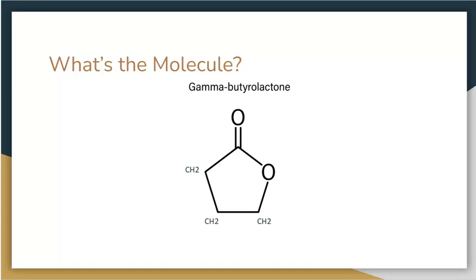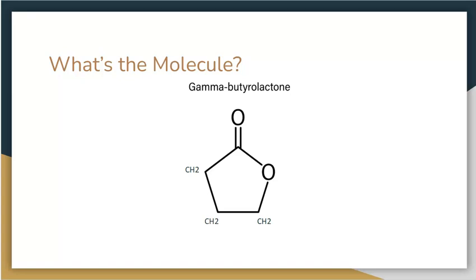Thus, this is the molecule. It has 4 carbons, it has 3 different proton environments, and its multiplicity makes sense. The CH2 directly across from the oxygen has 2 hydrogen neighbors. The CH2 next to the oxygen also has 2 hydrogen neighbors, and the CH2 in between the two CH2s has a total of 4 hydrogen neighbors. Thus, this is our molecule or structure.